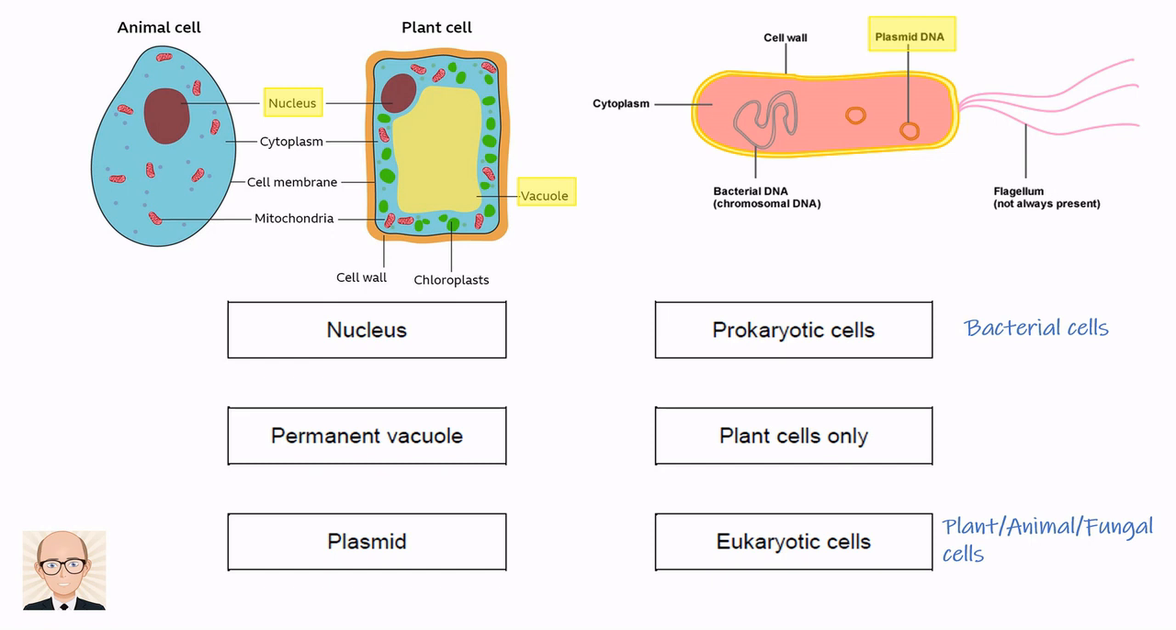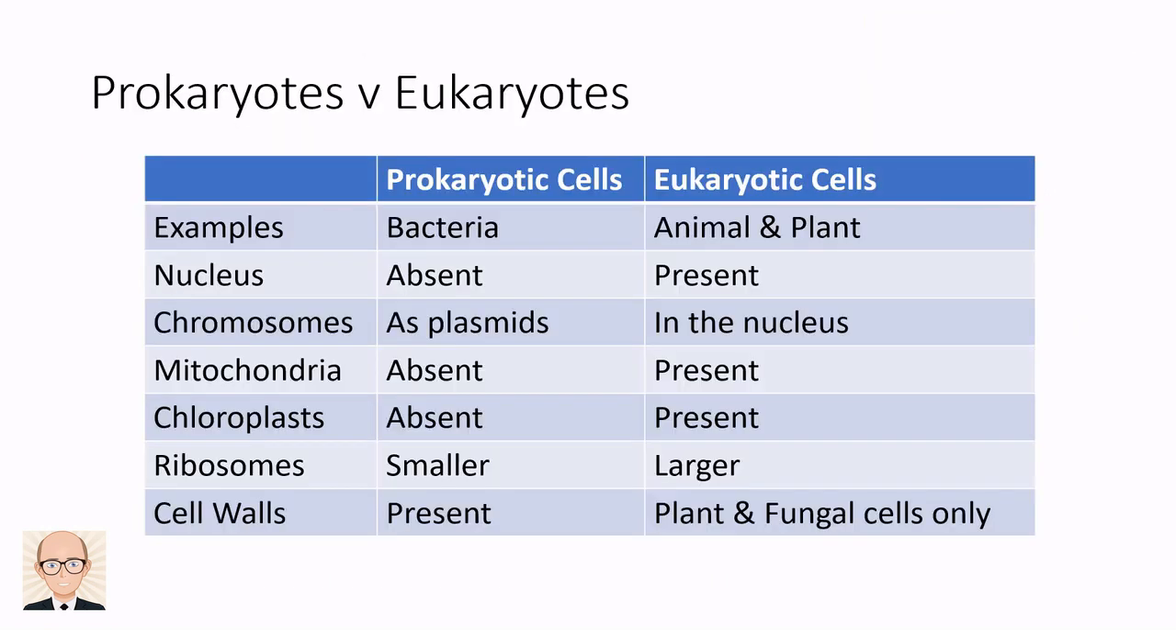If we look at some of the other differences between prokaryotes and eukaryotes, we can see that prokaryotes have no mitochondria or chloroplasts. In fact, mitochondria and chloroplasts are similar in size to bacterial cells, so clearly they're not going to be present. Prokaryotes have smaller ribosomes. They do have cell walls, but they're not the same as those found in plant or fungal cells. Animal cells, of course, don't have cell walls.